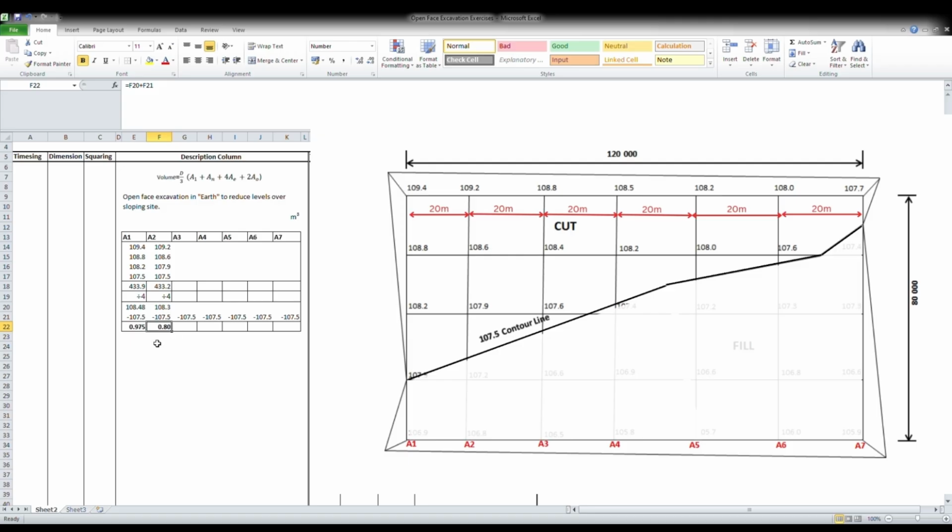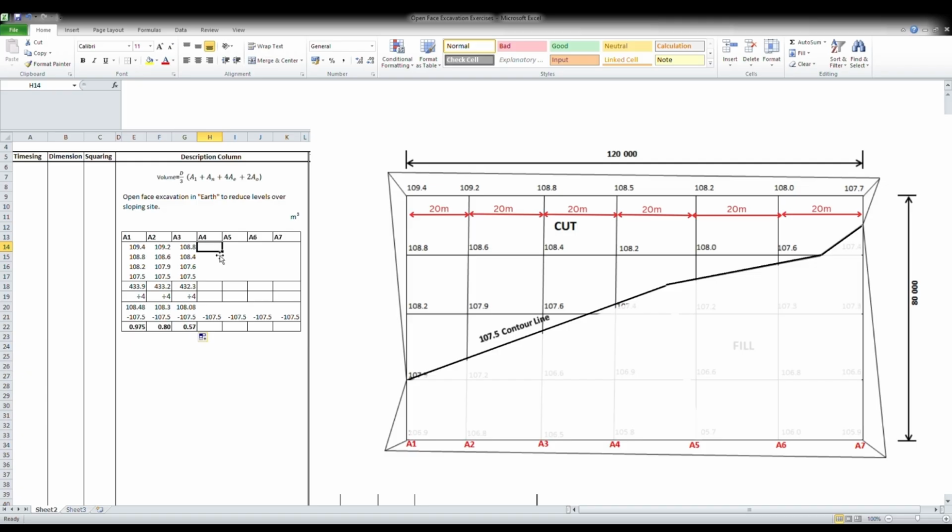And then we're going to move on to A3. We have 108.8. And then we're going to get the total for that. The total is 432.3, and then we're going to divide it by 4 because we have 4 levels there. 108.08, and then we deduct 107.5, and that gives us a depth of 0.57.